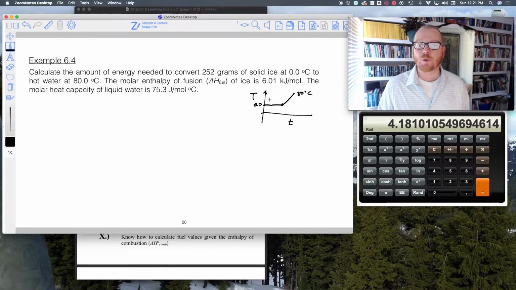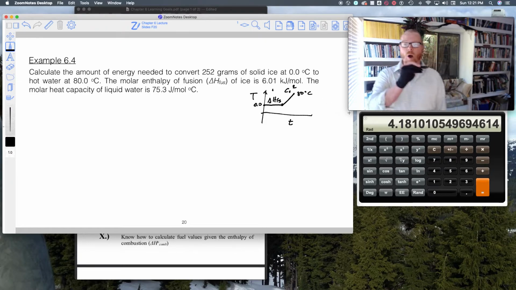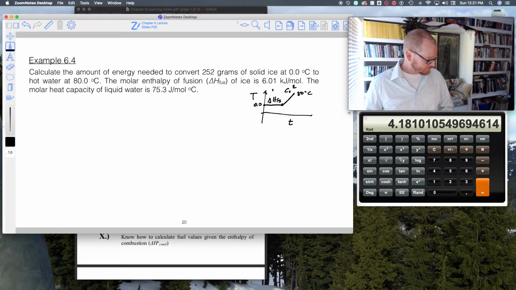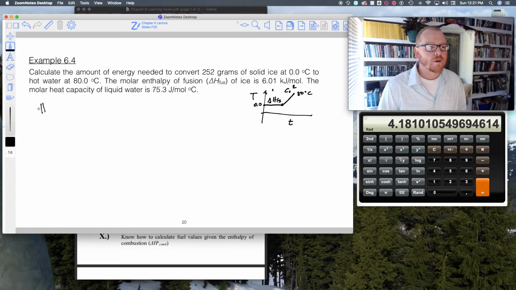And so schematically, during this leg of the calculation, we're going to have the delta H of fusion, and during this leg of the calculation, we're going to be using the heat capacity. So it's going to be a two-part calculation, part 1 and part 2. Part 1 is just how much heat do we need to make it melt, and part 2, how much heat do we need to make it rise in temperature. Okay, so part 1, to melt ice.